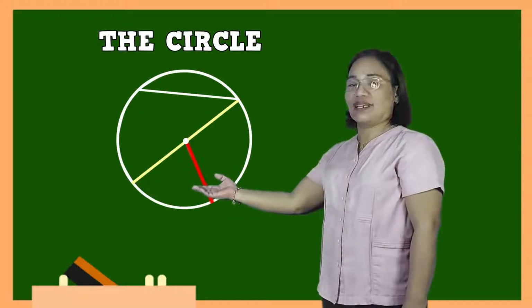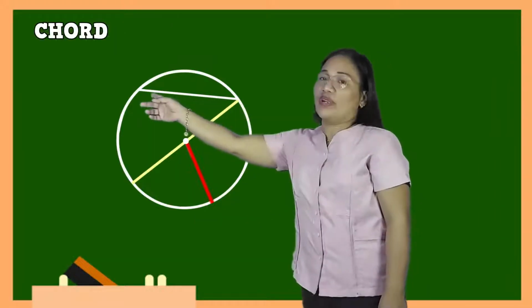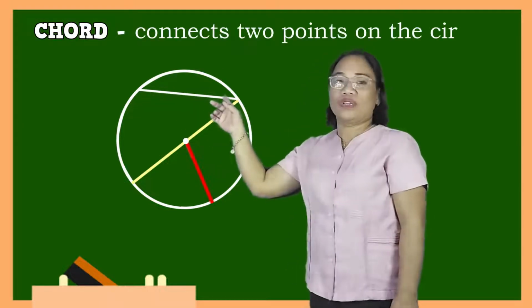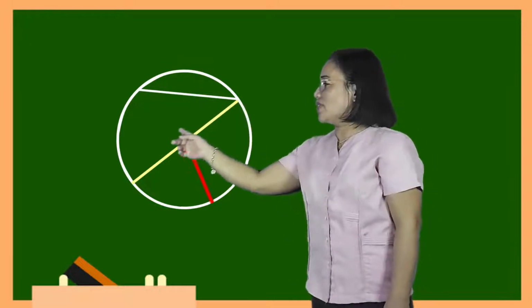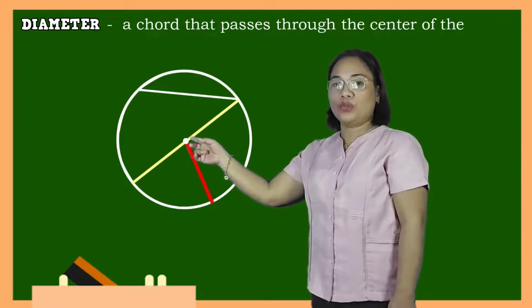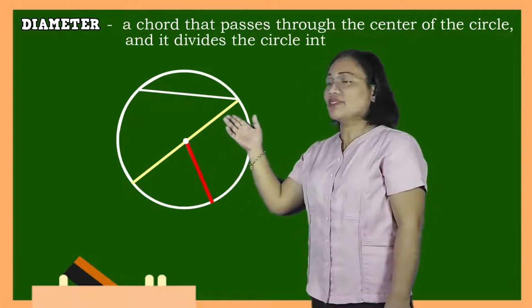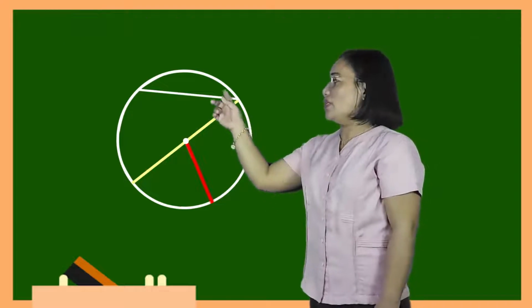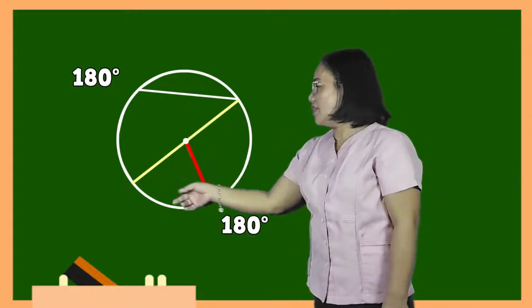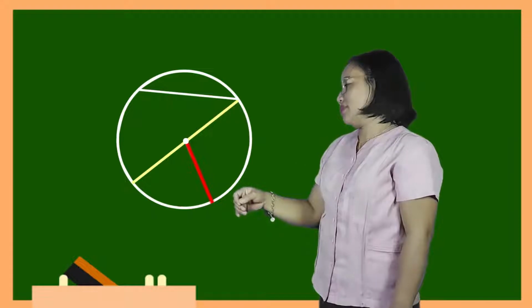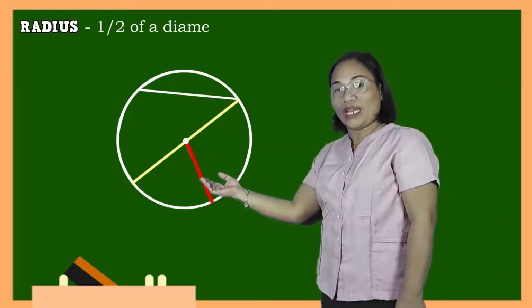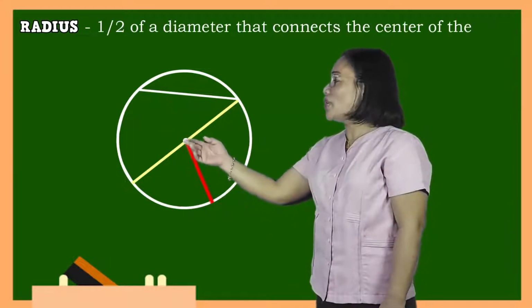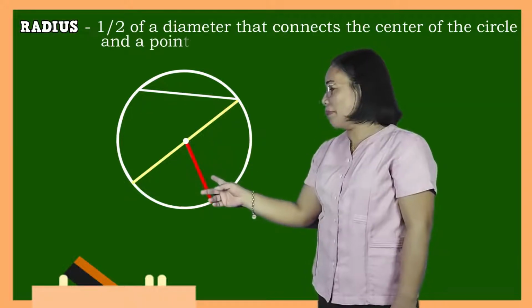This is our circle. This is the chord that connects 2 points on the circle. And this is the diameter that passes through the center of the circle and divides the circle into 2 parts. This is 180 degrees and another 180 degrees. And this is the radius, 1/2 of the diameter that connects the center of the circle and a point on the circle. But what if there are more than one chord, diameter, or radius in a circle?